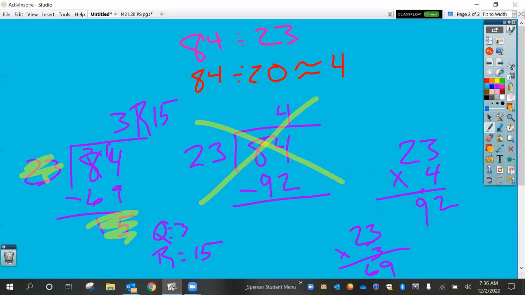What would our fraction be? Well, it would be 3 wholes with 15 parts out of 23, right? If we had 7 more, nope, 8 more, sorry, can't do my math that well. If we had 8 more pieces, we'd have 4 wholes.